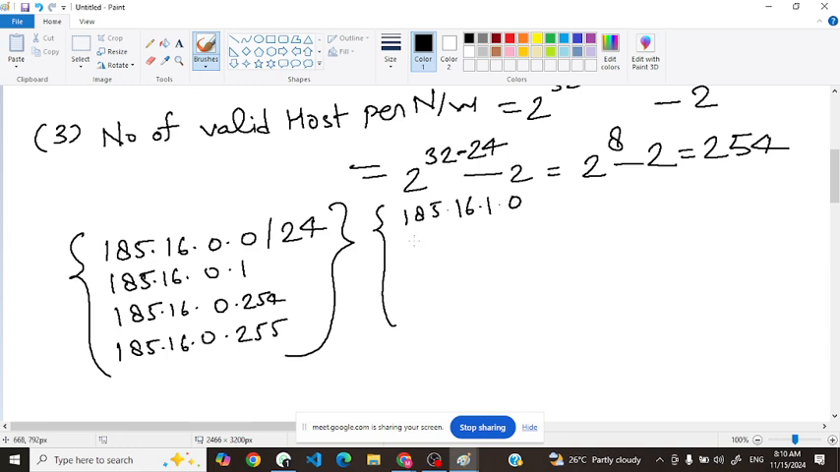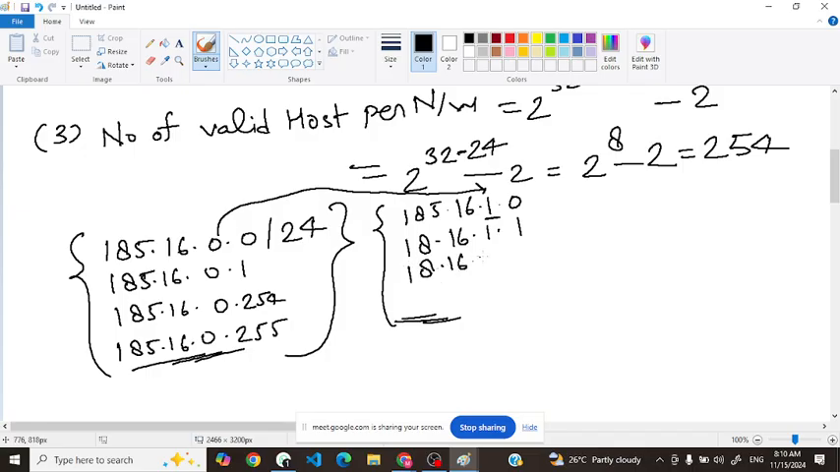185.16.1.0. You did this 1.0 wrong. In this question I have checked, you have only solved this one, you haven't written about this one. Why am I writing 1 here? Because the block size is 1, so this value will increase by only 1. 185.16.1.1, then 1.2.